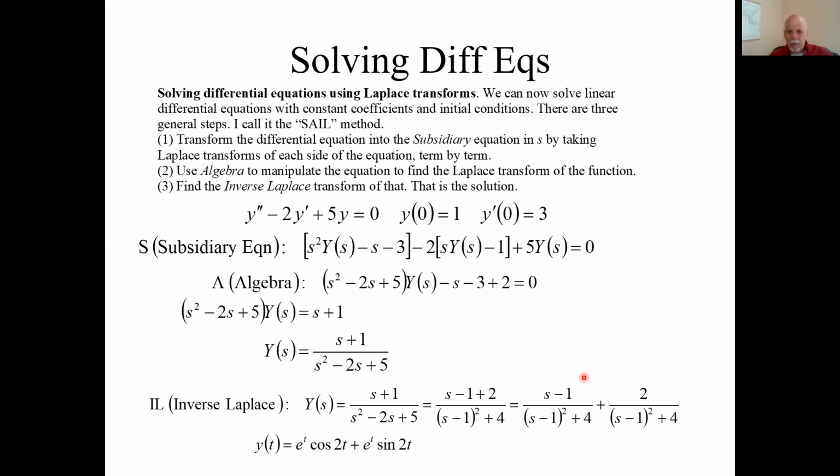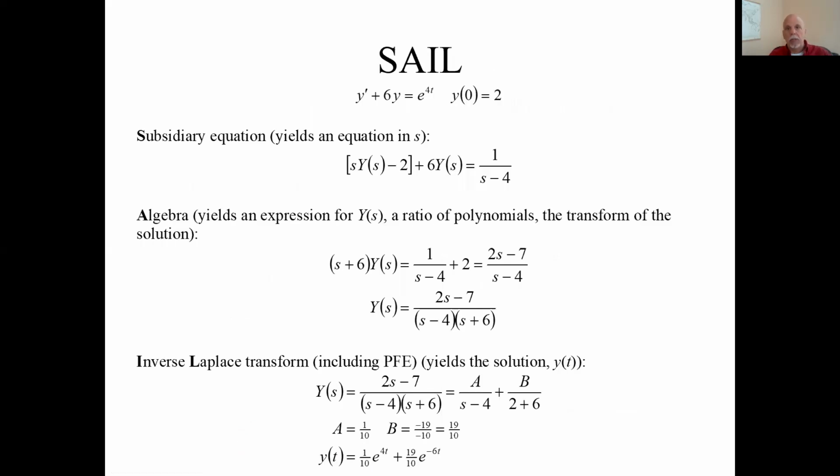Split those two things up. And these things, without further ado, are in the Laplace table. This is e to the t cosine of 2t. And this is e to the t sine of 2t. There is our answer. The SAIL method. I'll do one more example of a SAIL method.